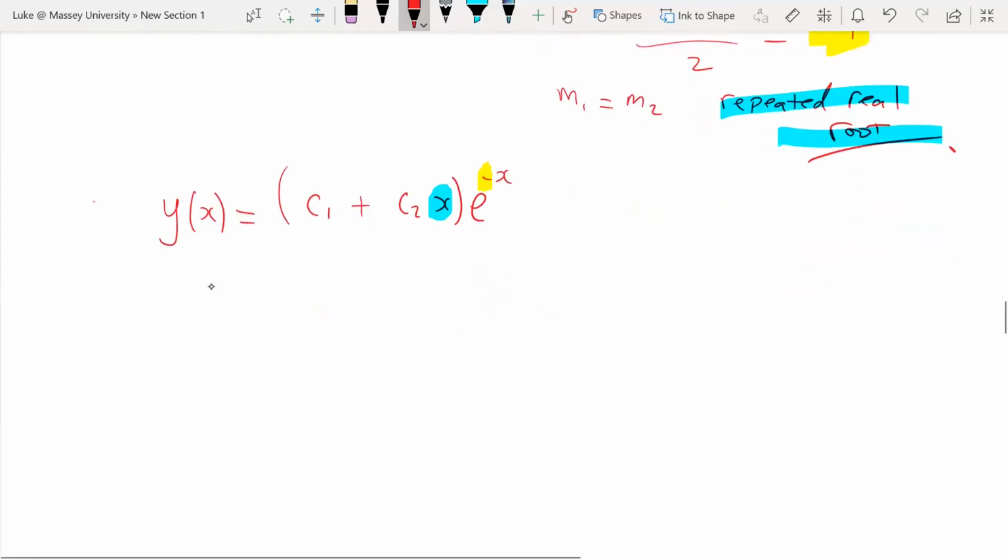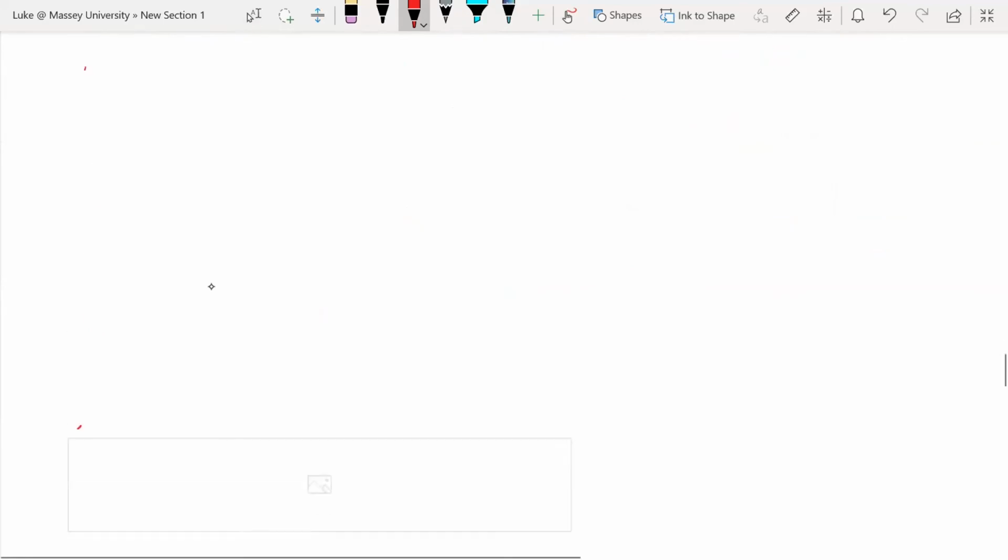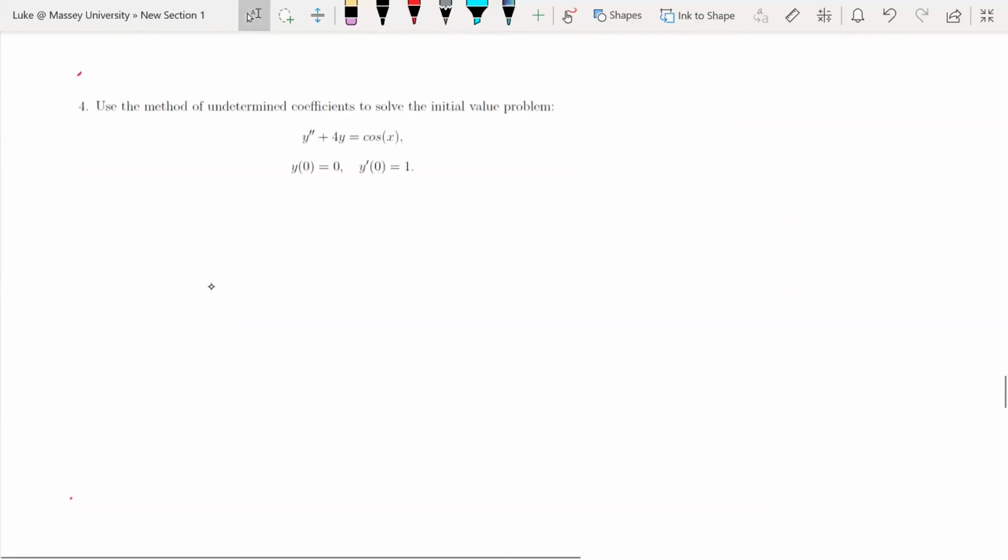So again, this is a good advertisement for remembering the 3 cases for the second order linear homogeneous with constant coefficient case. It's a good argument for why you should be remembering that.